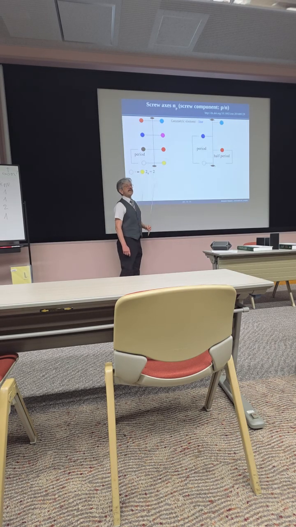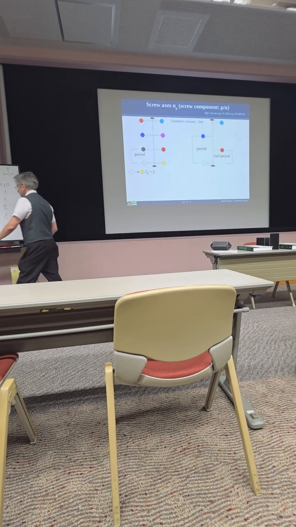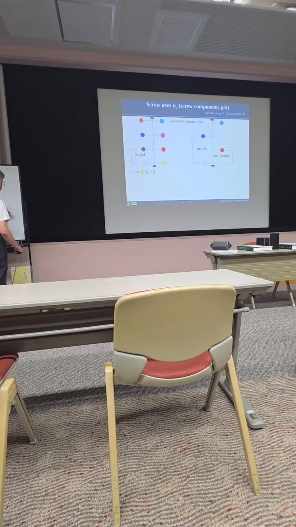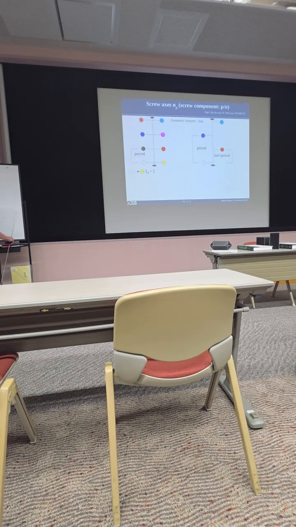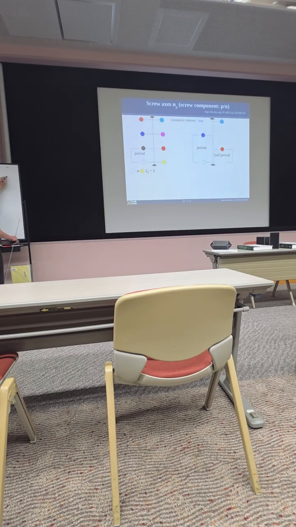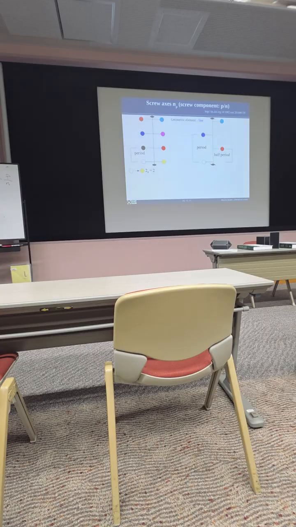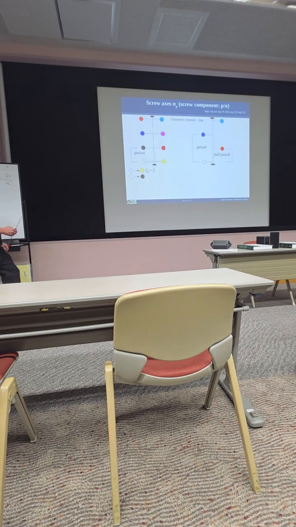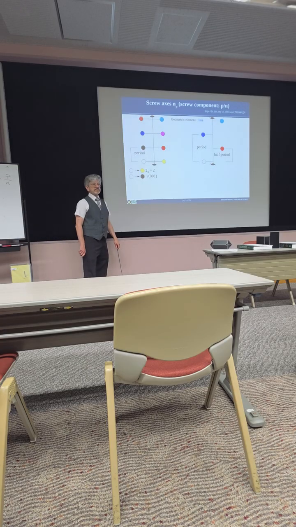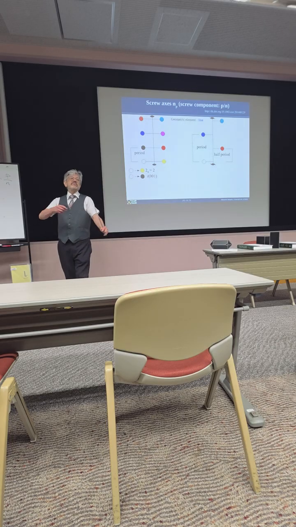The symbol is N sub P, a rotation by 360 over N with a screw component of P over N. White to black is a translation. I'm taking this as the C direction, but it could be A, B, or 110, it doesn't matter.